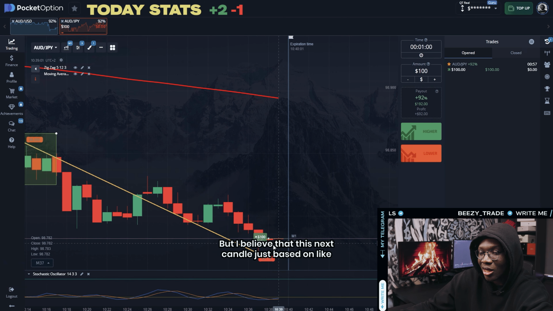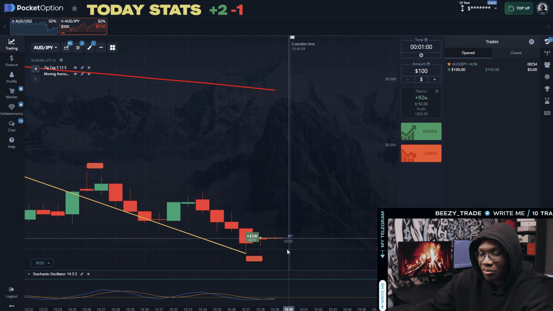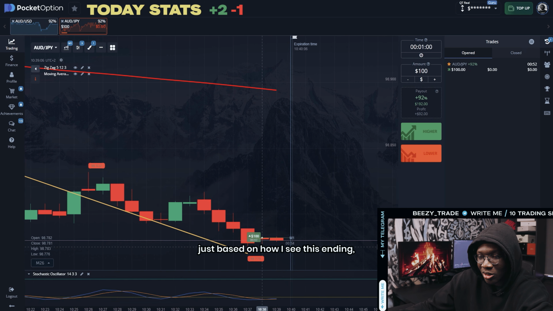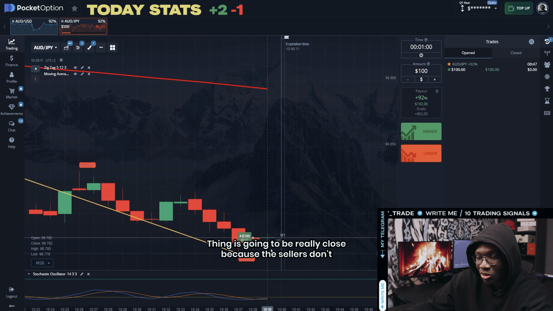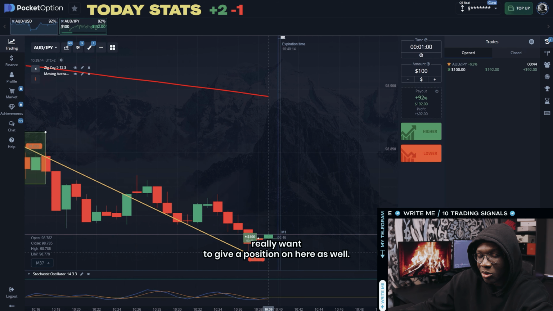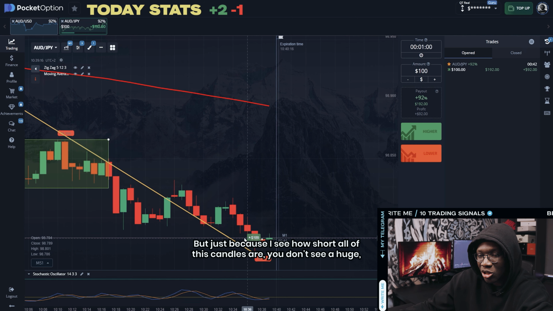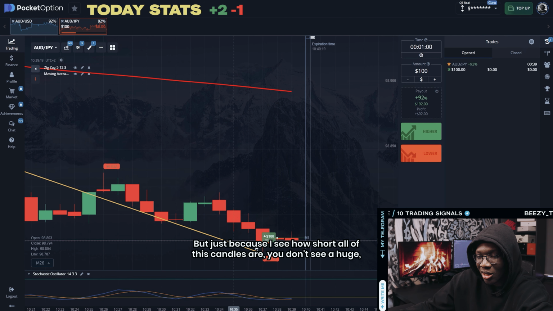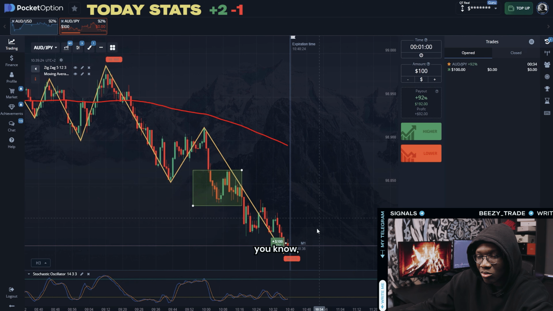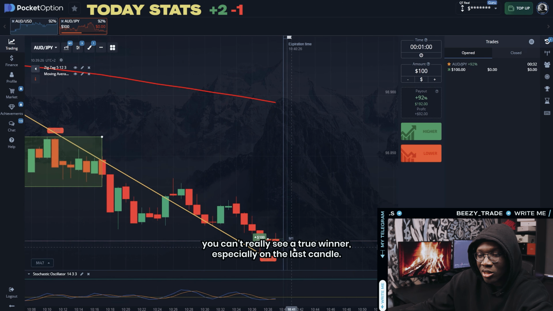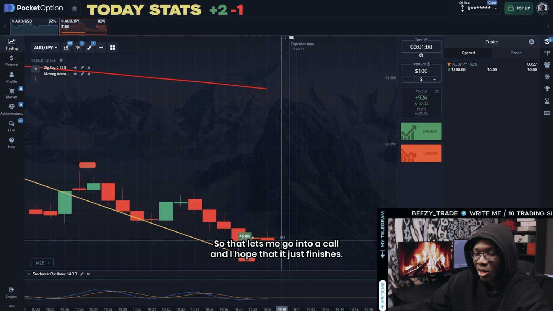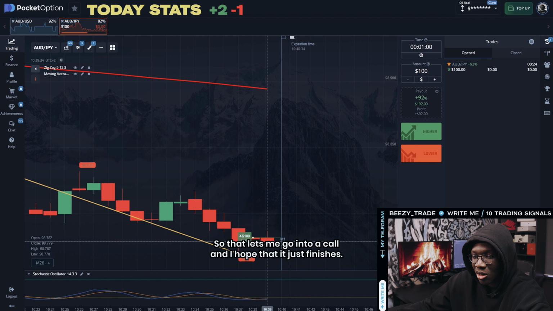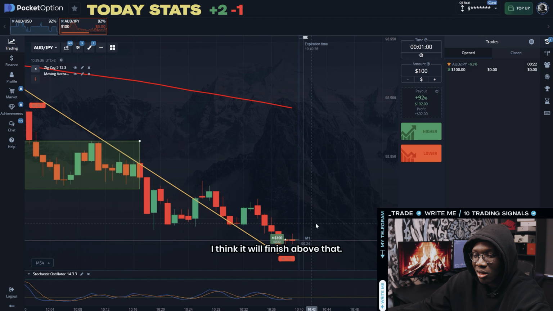But I believe that this next candle, just based on how I see this ending, I can see the buyers really pushing that up. I think it's going to be really close because the sellers don't really want to give up their position here as well. But just because I see how short all of these candles are, you don't see a huge, you can't really see a true winner, especially on the last candle. So that lets me go into a call, and I hope that it just finishes. I think it will finish above that.